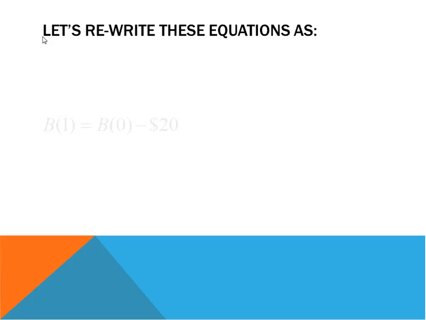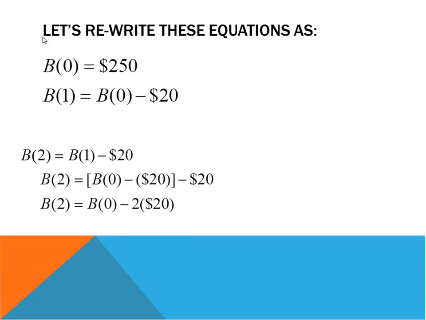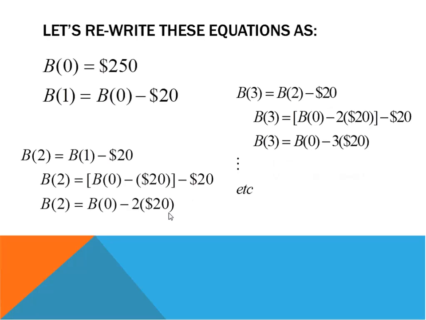So if I think about writing my equations, I have B of 2 is B of 1 minus 20, but what I'm going to do is replace B of 1 with the entire expression B of 0 minus 20 and then subtract 20. So if I do the algebra to simplify this expression, I have B of 2 is B of 0 minus 2 times 20, and then I can do it for B of 3, and then et cetera. So I can think about turning my recursive function into a closed form function. So I get B of n would be B of 0 minus n times 20, which is our linear expression, right?